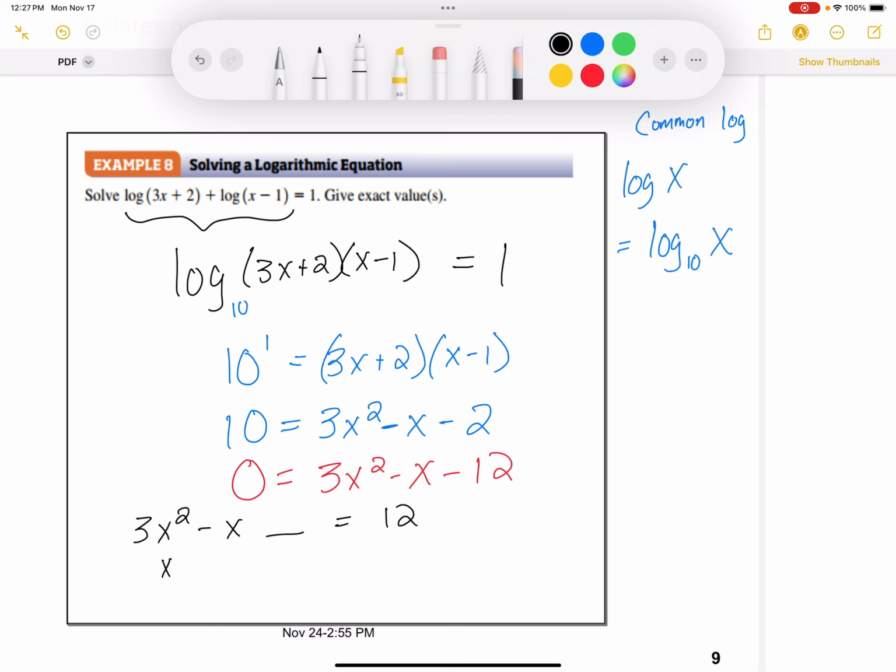So this would be x squared minus 1/3 x, and then this is going to equal 4. Then you're going to take this middle term, negative 1/3, divided by 2, and then square it, so that's negative 1/6 squared, which is going to give you 1/36. So you're going to add 1/36 to this side, and you do the same thing to the other side.